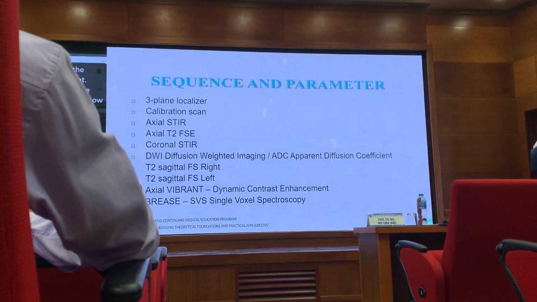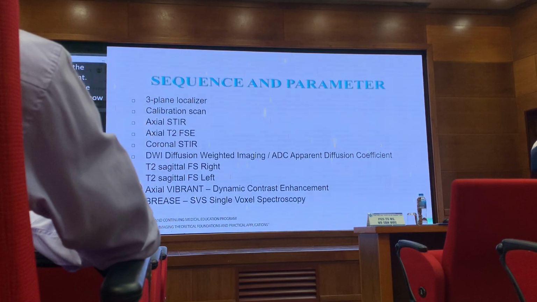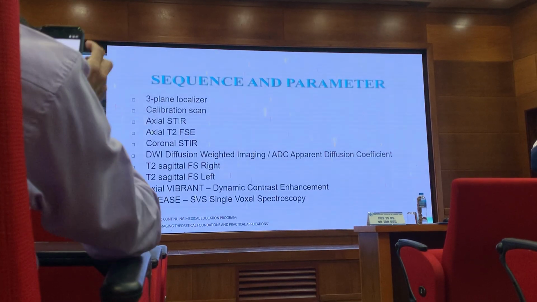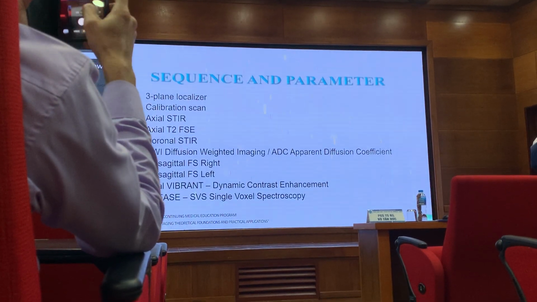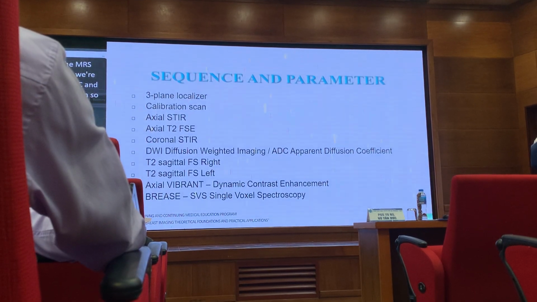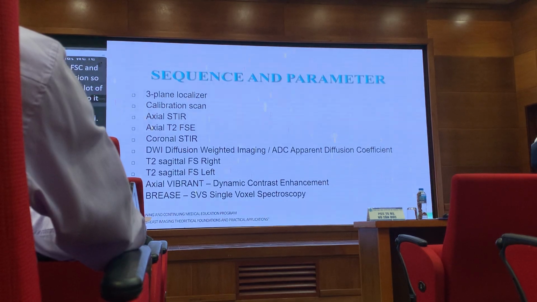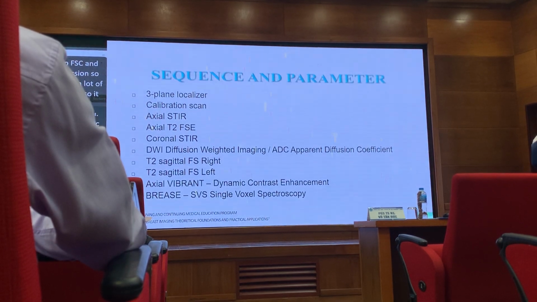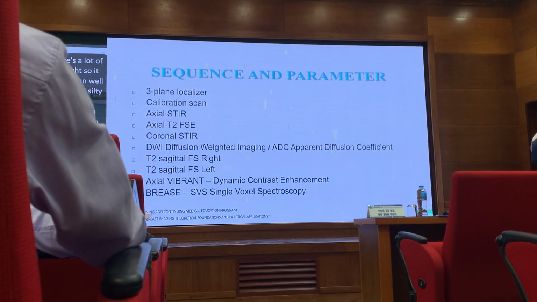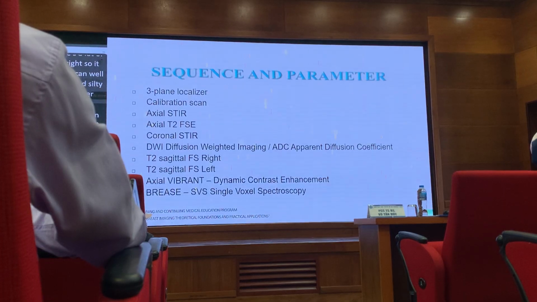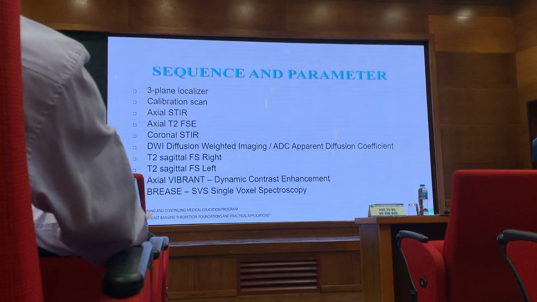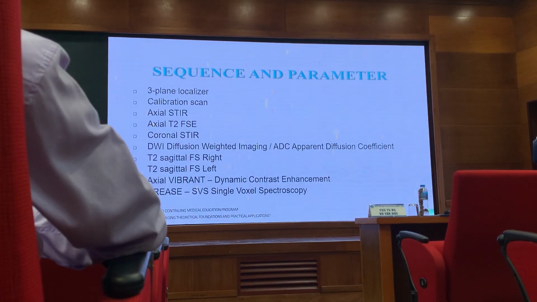The MRI breast sequences and parameters that we are using are axial STIR and axial T2 FSE. Axial STIR is mainly for fat suppression, because the breast has a lot of fat structure inside, so it suppresses the fat and you can visualize the breast structure well. Then axial T2 fast spin echo, coronal STIR, and diffusion weighted imaging with ADC, apparent diffusion coefficient. This is to see restricted diffusion within the breast region or the lesion.